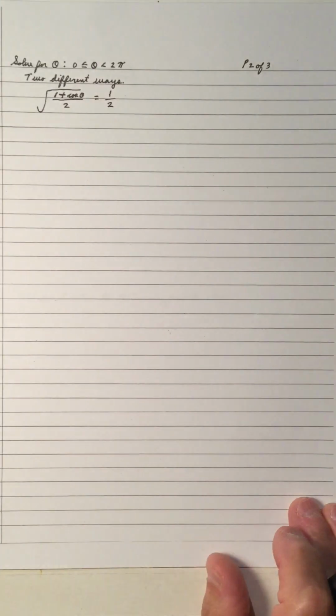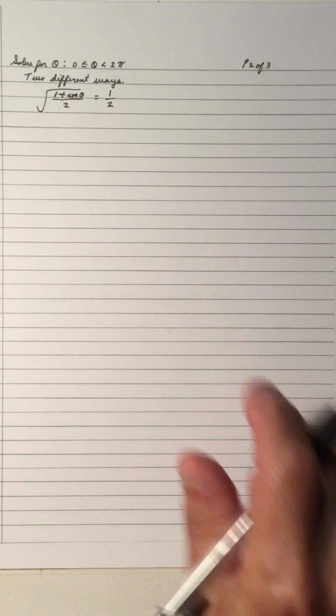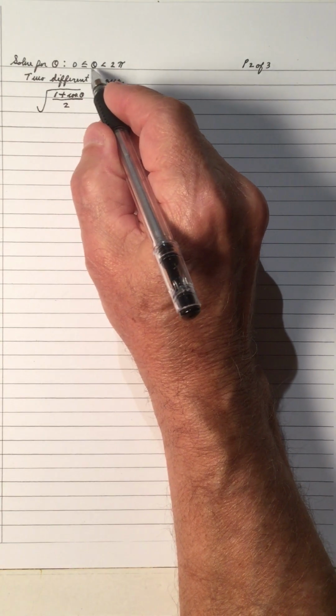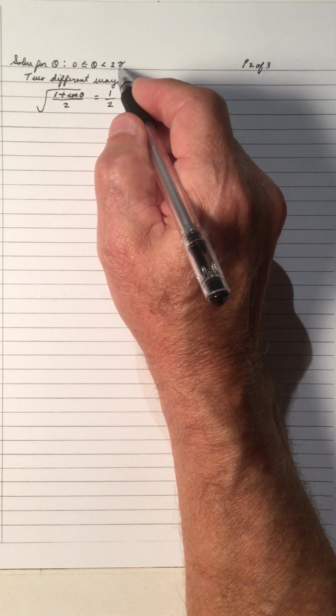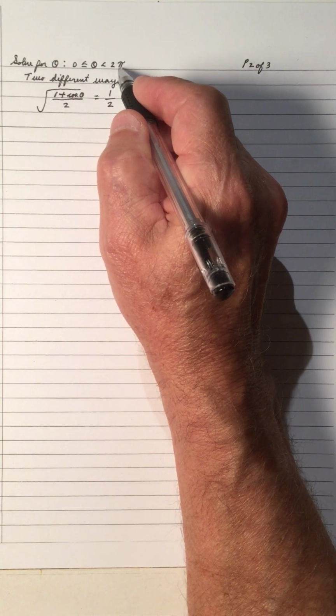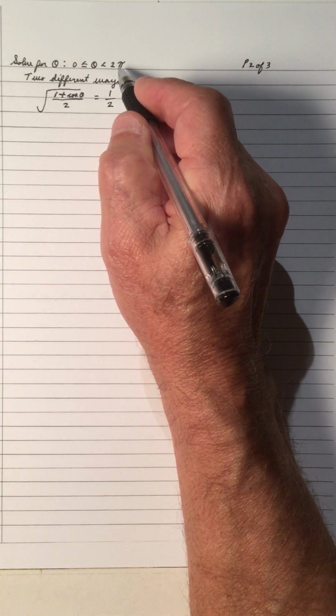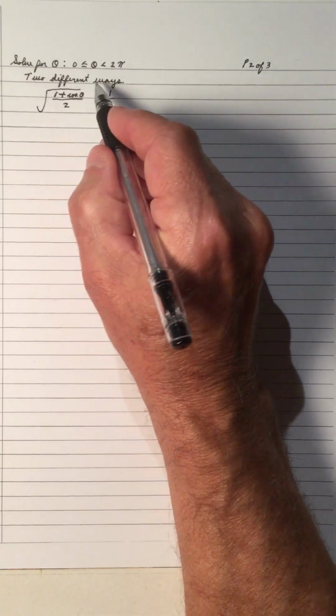Hi, welcome to my video on half-angle formula for tan number 2. Solve for theta, 0 less than or equal to theta less than 2 pi. So we're going to want the answer in radians. And we're going to solve it two different ways.